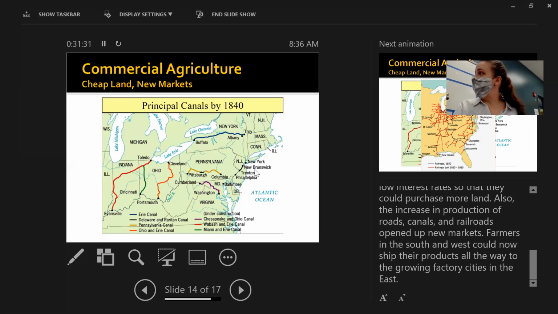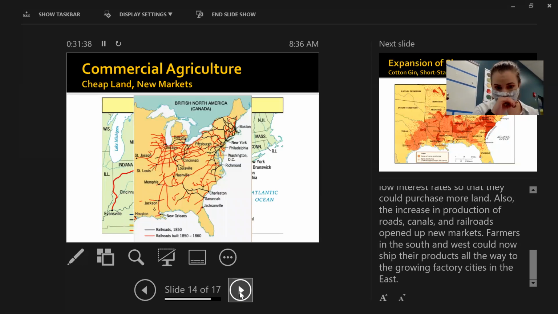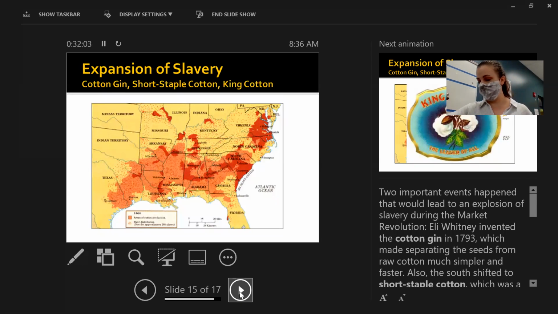And as you can see, Troy was a part of one of the main canals in 1840. This image that is now projected also shows you the massive growth of railroads that is happening in this time of the 19th century. However, with the increase of agriculture, we also see an expansion of slavery.